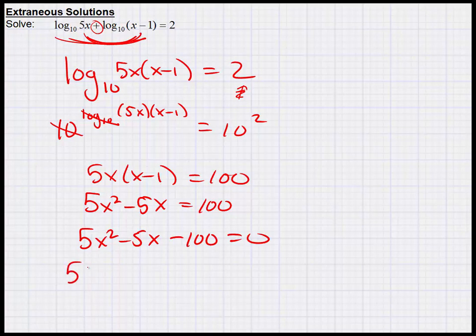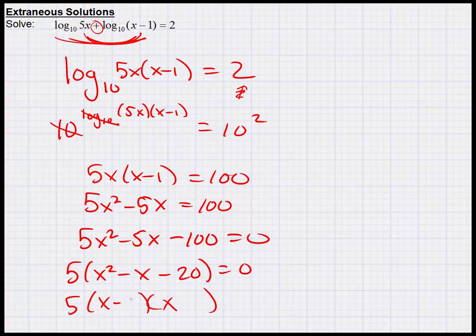I'll factor out a 5. And then I can write this as x... what's it going to be? I got to get a negative. So x minus 5, x plus 4. That gives me negative 20 and negative 1 here and here. So then we go, all right, my solution is x equals 5 or x equals negative 4.